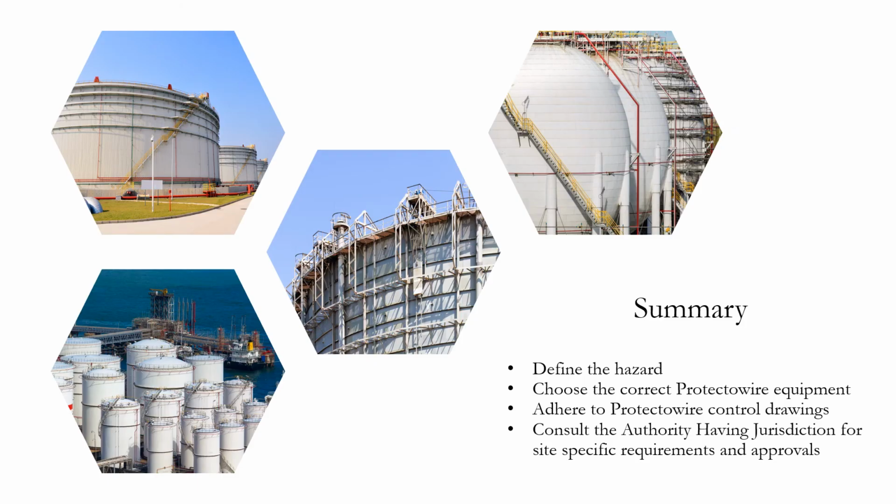We've touched on a lot today. In summary, remember to always define your hazard. Remember to choose the correct Protectowire linear heat detector based on outer jacket and alarm point temperature. And remember to always adhere to the Protectowire control drawing supplied with all intrinsically safe control equipment. And consult the authority having jurisdiction on any specific site requirements or approvals.